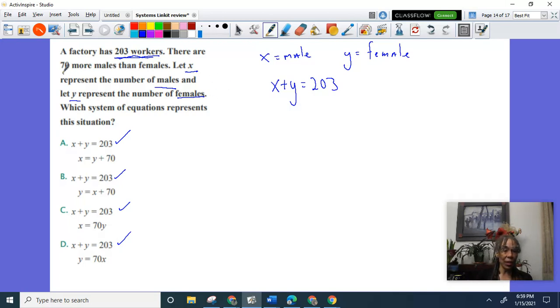So what else do they tell us? There are 70 more males, so the males are bigger. The males are the X. Let me do it right. X is males, they're bigger, and the females are the Y, and there are fewer of them, so I'm going to add my stuff over here. What am I going to add? 70. If I have 70 more females, I will have the same amount of males and females. So I'm looking for this equation, and it looks like it's right there. X equals Y plus 70. So that has to be my answer.